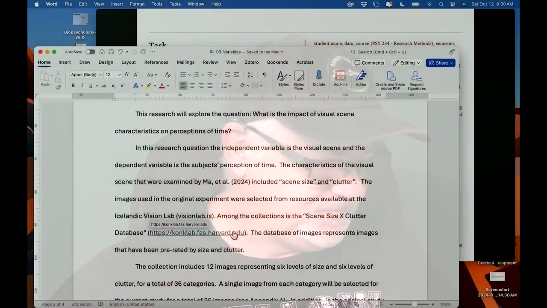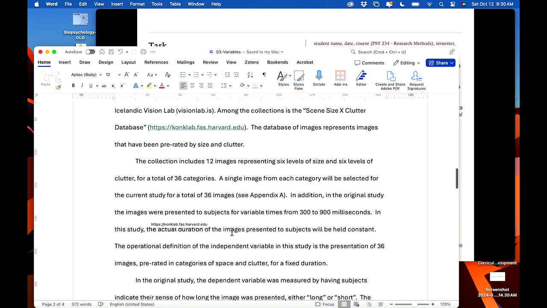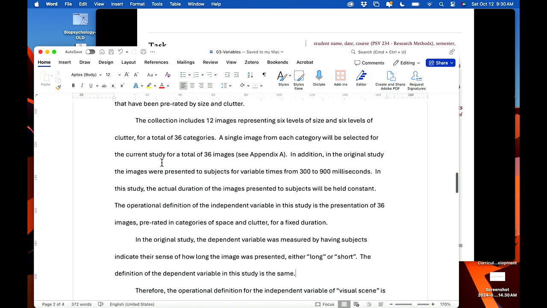The citation that I have for my source article, however, is represented in my references. In fact, the references that I have in this document are the same references that I referenced in the literature review, even though in this document I'm not actually referencing those articles. I go into describing that collection right there, and in the original study, the images were presented to subjects for variable times from 300 to 900 milliseconds.